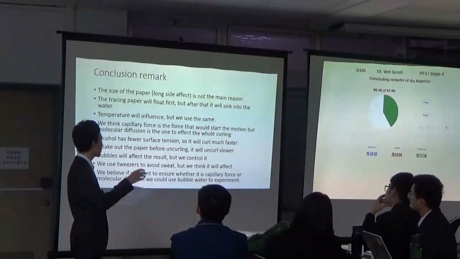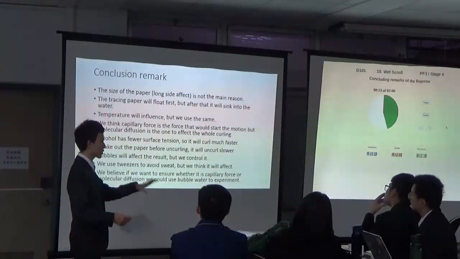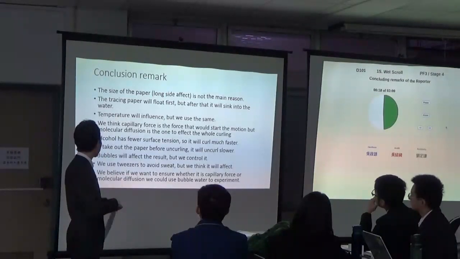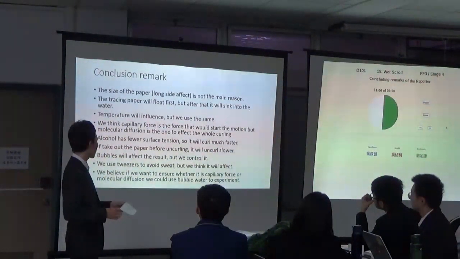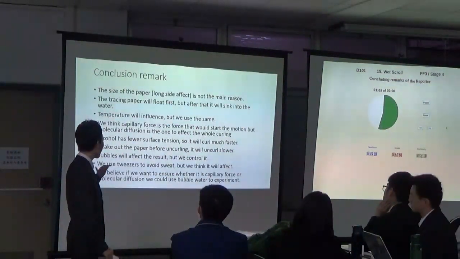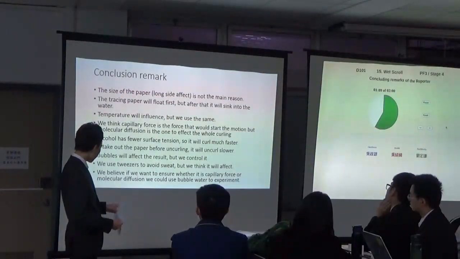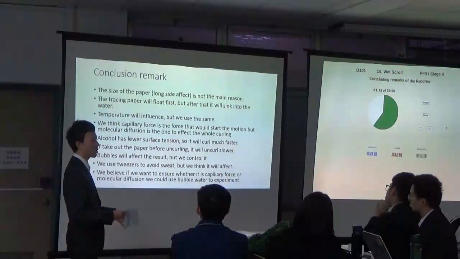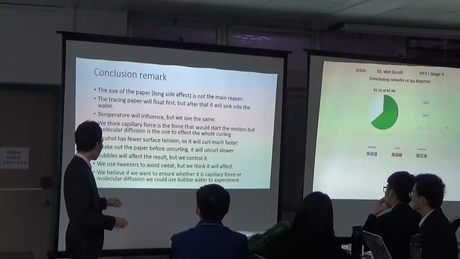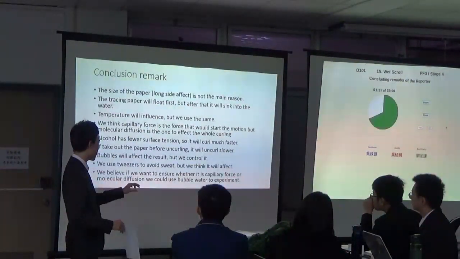diffusion rate, but we used the same room temperature. And fourth, we think that the capillary force is the force that will start the motion, but the molecular diffusion is the one that will affect the whole curling. And fifth, we think that alcohol has lower surface tension, so it will curl much faster at the start. And sixth, if we take out the paper before it uncurls, it will still uncurl, but slower. And seventh, we think the bubble will affect the result, but we controlled it in our experiments.